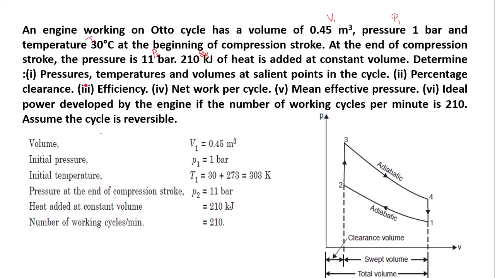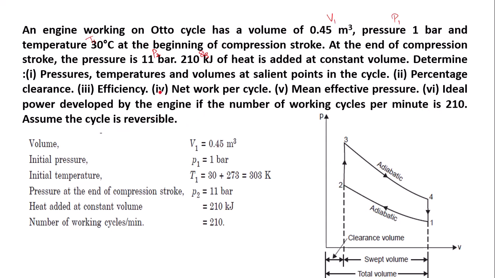What we need to determine is the pressure, temperature and volume at salient points in the cycle, percentage of clearance volume, efficiency, net work per cycle, mean effective pressure, and ideal power developed by the engine if the number of working cycles per minute is 210. Assume the cycle is reversible.